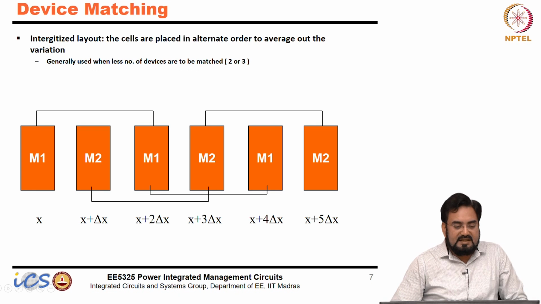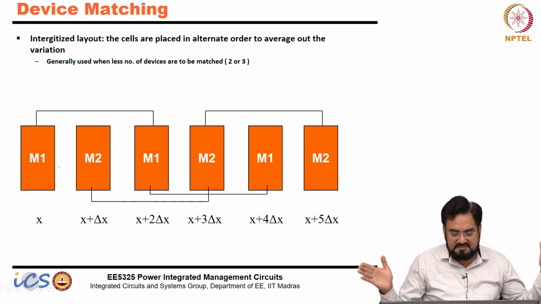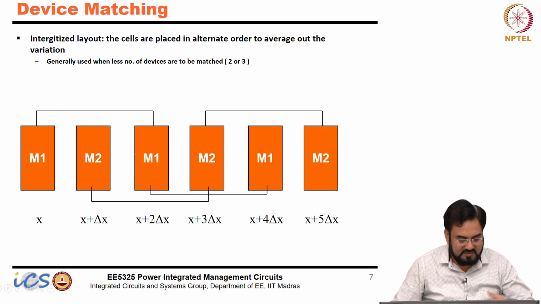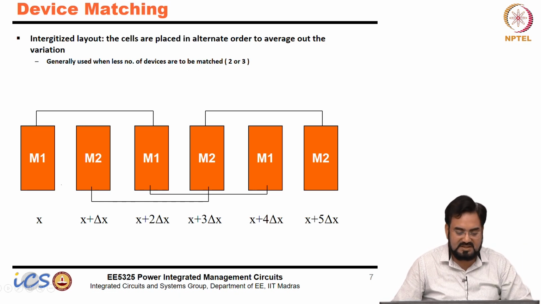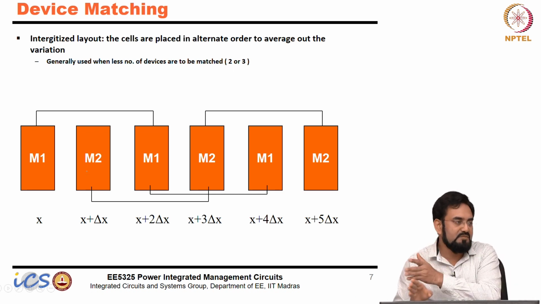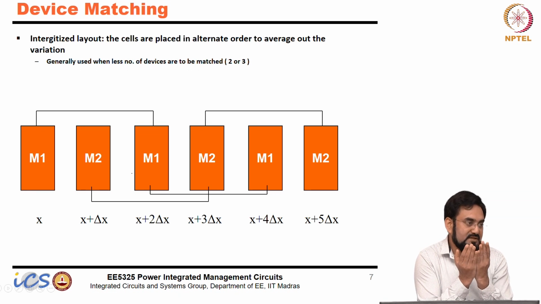Another technique is called interdigitized. Interdigitized means, let's say you have too many units and you want to match them, say too many pieces of M1 and too many pieces of M2. One way is obviously the common centroid. The other way, you can place alternating M1, M2, M1, M2, M1, M2. On average, the variation from M1 to M2 won't be that much, since they are placed side by side, and this works only when they are closely placed.